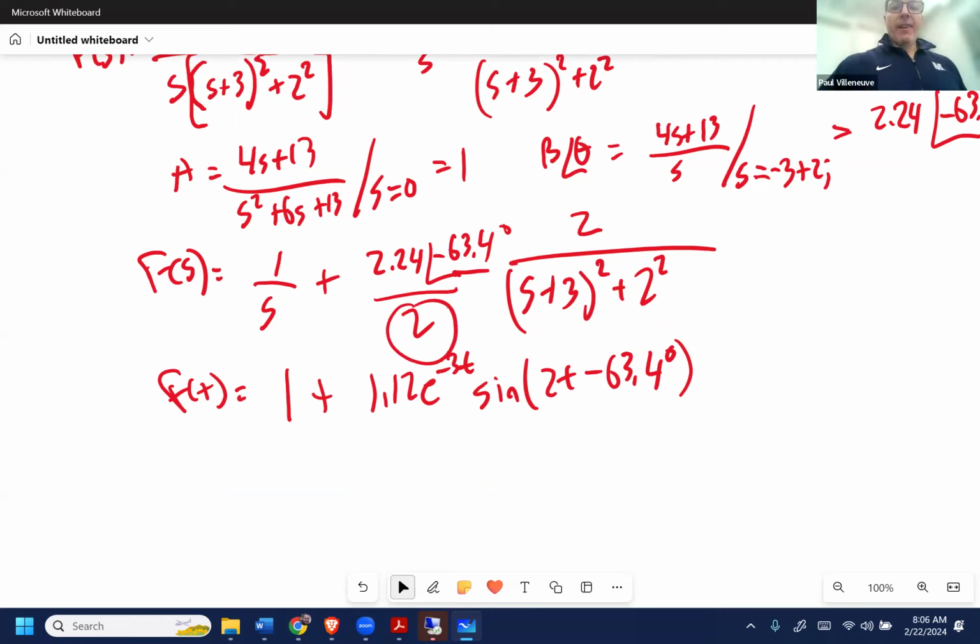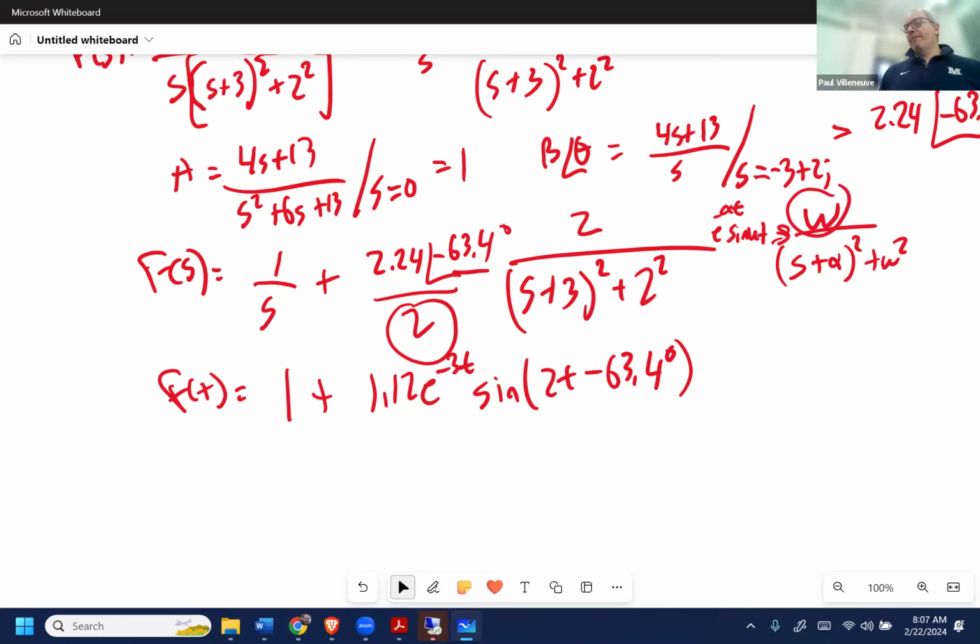So I know I need the actual expression in the time domain. E to the minus alpha t sine of omega t is going to be equal to omega over s plus alpha squared plus omega squared. That's what the equivalent is. I've got to have omega over here. I don't have omega, I have 2.24. So I know I've got some additional number in there.